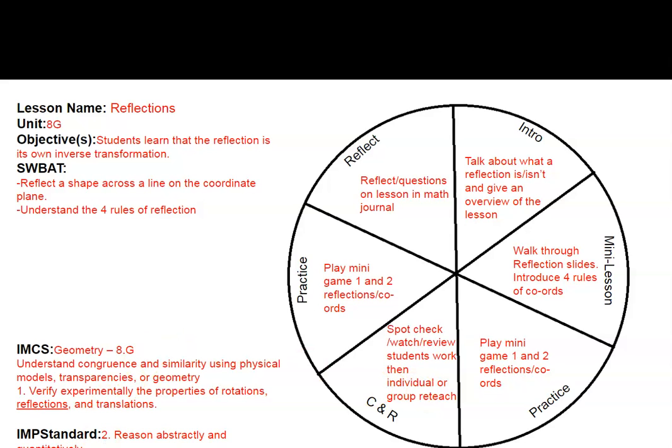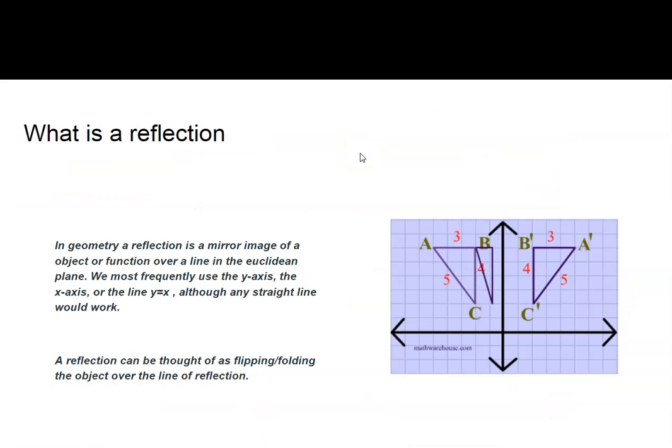Okay, so now that I kind of gave you an overview, let's hop in to how this would actually go. So first we'd talk about what is a reflection, and it's pretty cut and dry. In geometry, a reflection is a mirror image of an object or function over a line in the Euclidean plane. We most frequently use the y-axis, the x-axis, or the line y equals x, although any straight line would work. A reflection can be thought of as folding the object over the line of reflection.